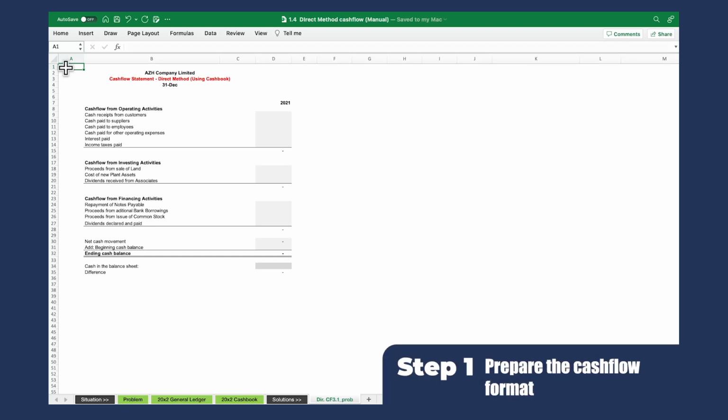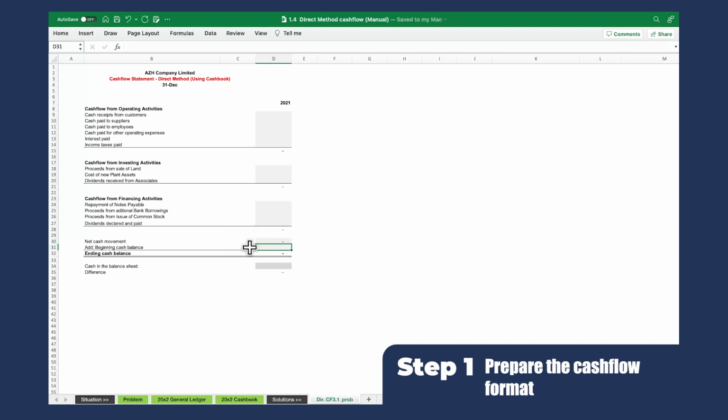Number one, always prepare the cash flow format that you will be using. Here, we will use a format that is consistent with the standard, which is IAS 7. The operating cash flows classification are listed above here. The investing activities are listed in the middle, and the financing activities are listed in the last part. We have formulas for totals as well for the three activities, and a formula for the net cash movement, which is the total of the operating, investing, and financing activity.